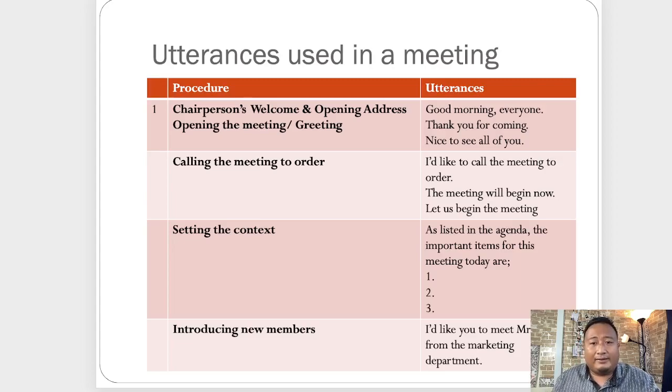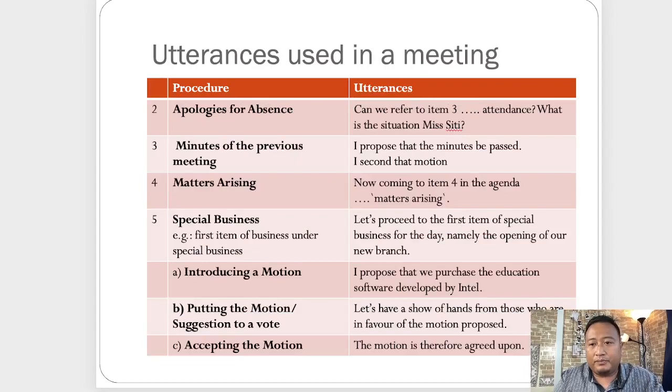Alright. And then, as listed in the agenda, the important items for the meeting today are number one, number two, number three. Alright. For example, if you want to introduce new members, you don't have to. But if in the future you want to introduce a new member, that is how you do it. Alright. For example, like this one. Can we refer to item number 3, attendance? What is the situation, Miss City? For example, okay, this is just pretend.